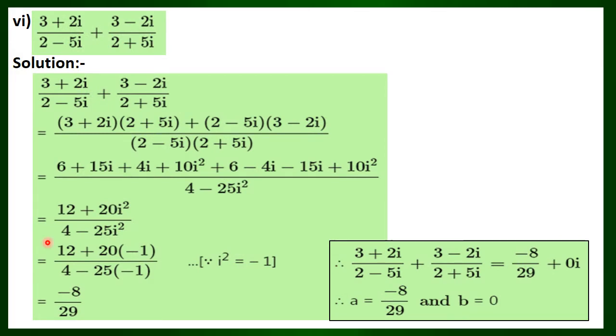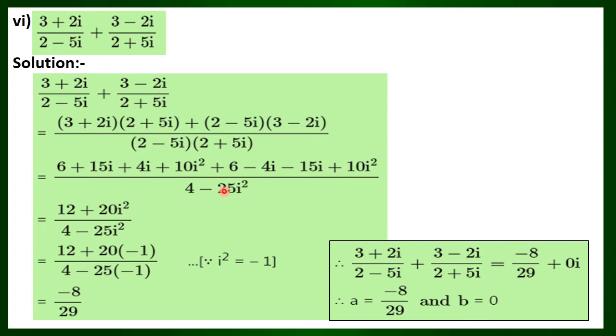Next one, (3 plus 2i) upon (2 minus 5i) plus (3 minus 2i) upon (2 plus 5i). Now we will cross multiply the terms, that is (3 plus 2i) into (2 plus 5i) plus (3 minus 2i) into (2 minus 5i), divided by (2 minus 5i) into (2 plus 5i). And 2 minus 5i and 2 plus 5i are conjugates. So we will get what? 2 square, that is 4, plus 5 square, 25. Because i square is minus 1, it will become 4 plus 25 only.